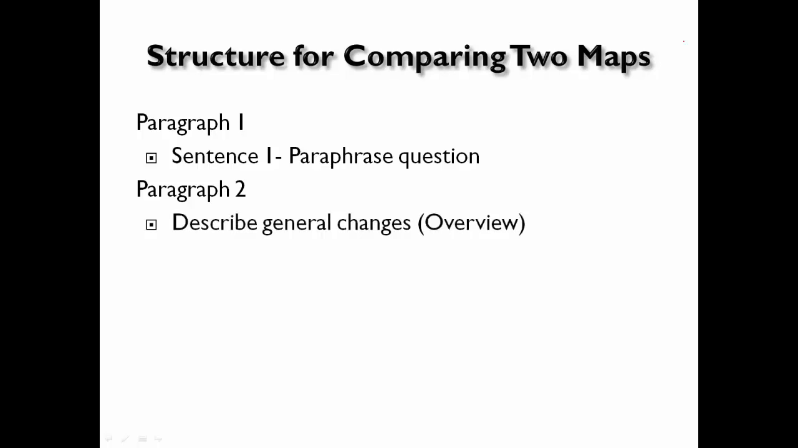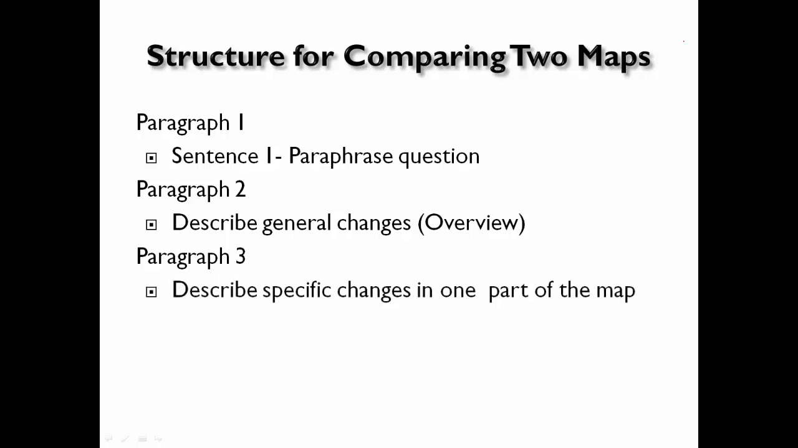So you're going to pick 2, 3, or maybe 4 general things, and you're going to write about them in your overview. And we're going to discuss what kind of things you would include in your overview later on in this module. Paragraph 3, you're going to describe specific changes in one part of the map. So specific changes in just one part of the map.